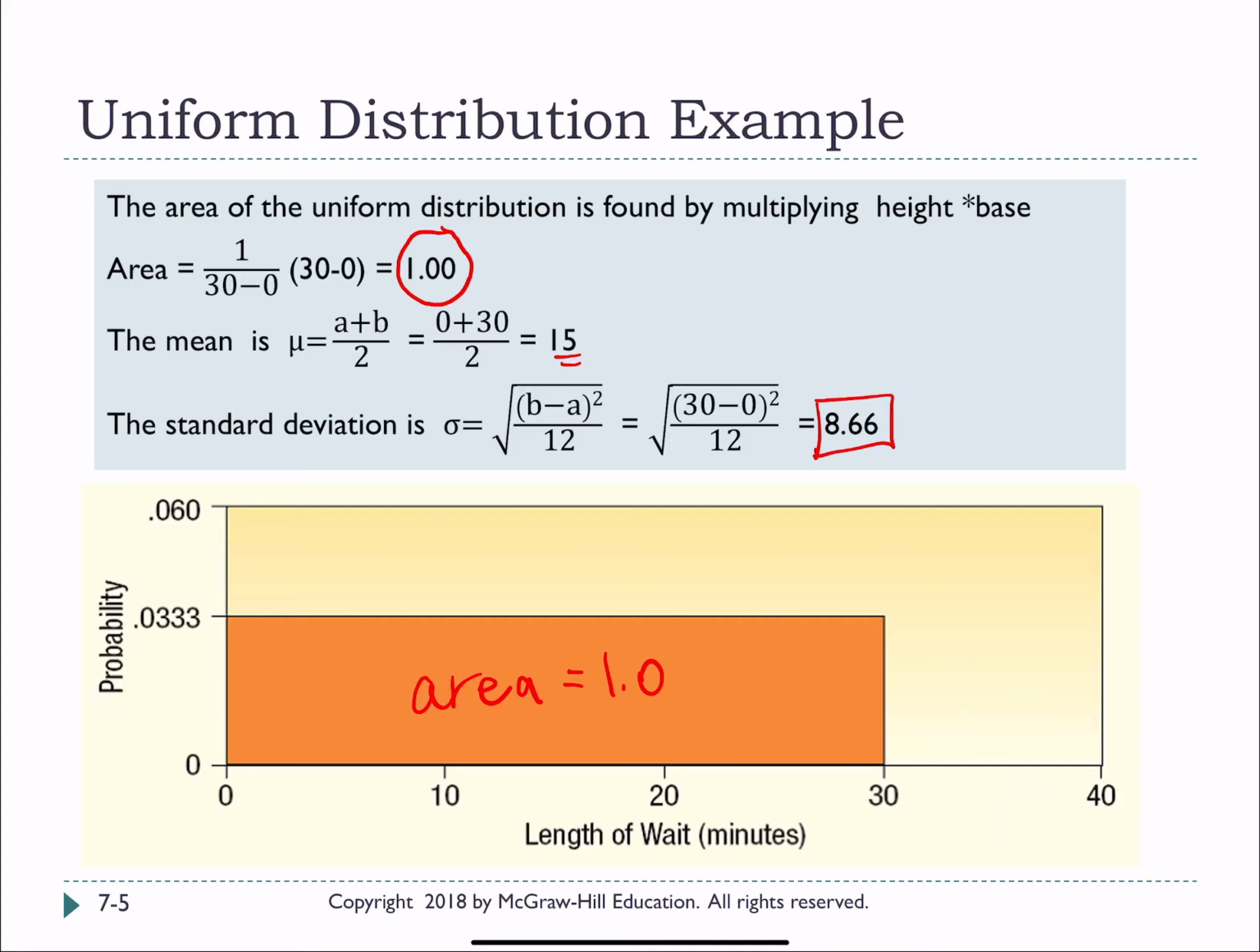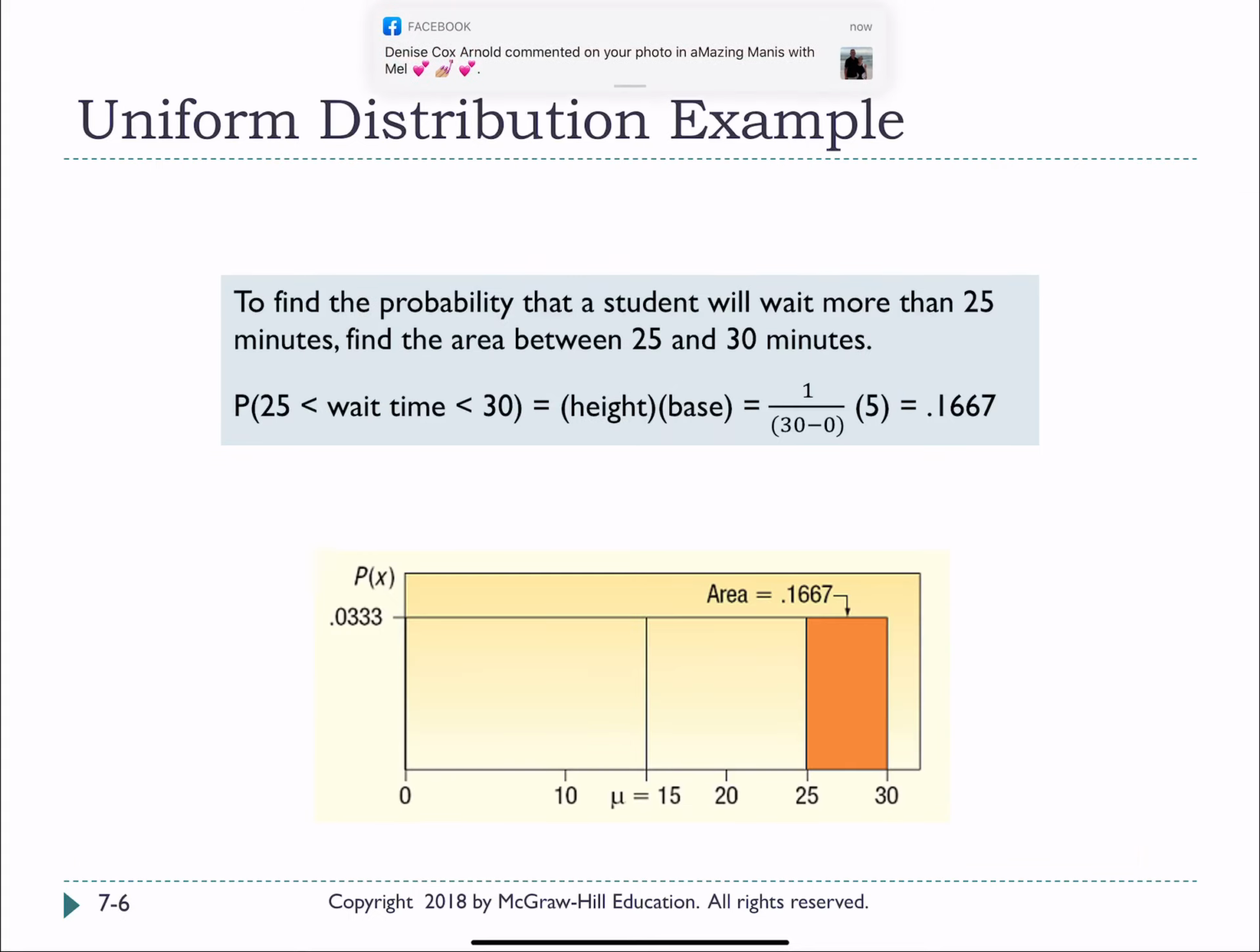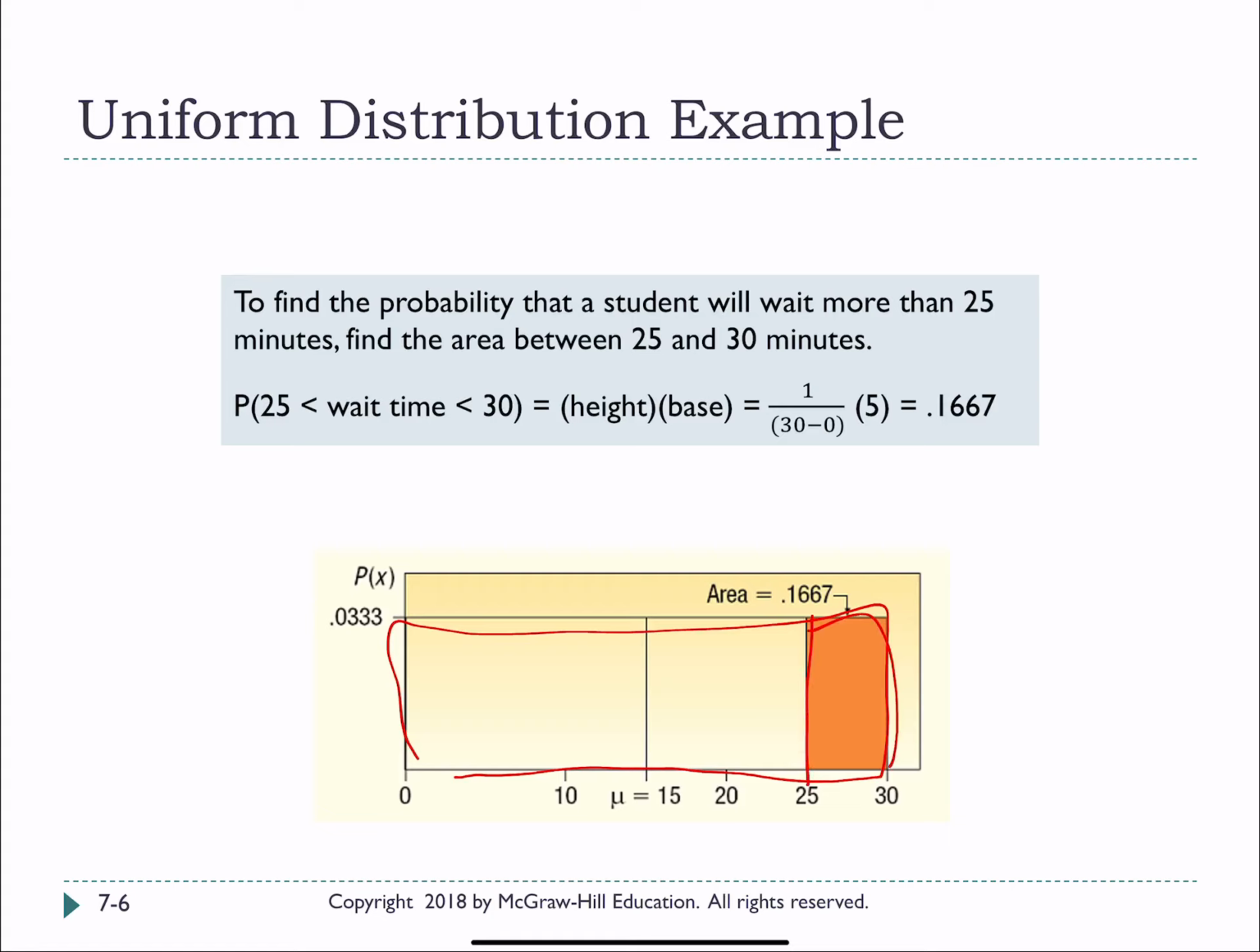But we can do more interesting things with this. Maybe we want to know the probability that a student will wait more than 25 minutes. And so again, the 0 to 30, this is our full rectangle, right? But we just want to find this orange rectangle within a rectangle right here. I'm going to label it as X1. Okay, so that's what we want to find.